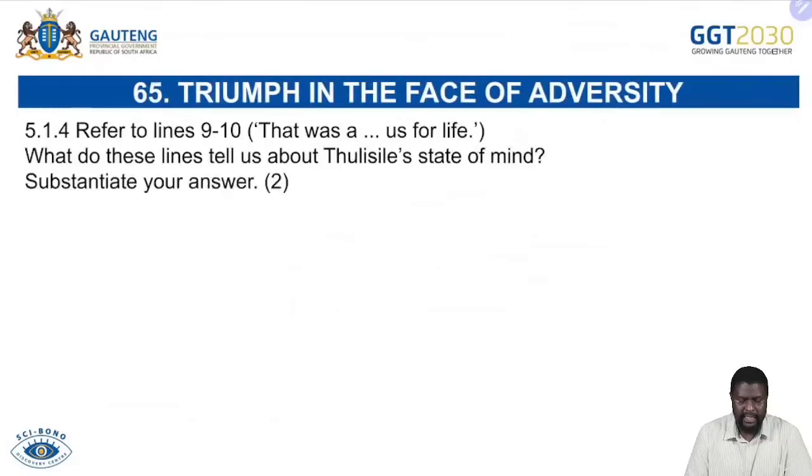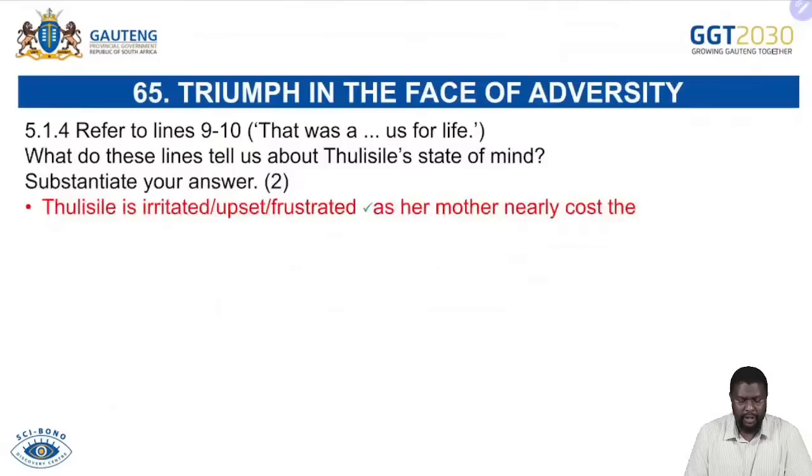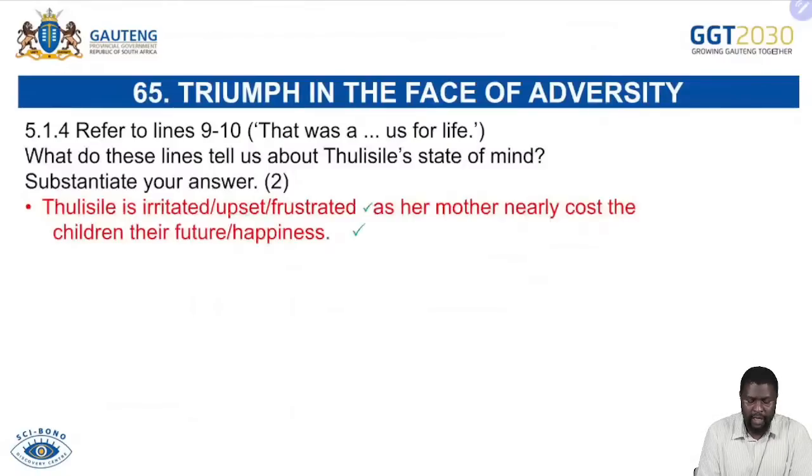What do these lines tell us about Tulisile's state of mind? She's irritated, she's upset, as her mother nearly cost the children their future. Remember, you give the emotion and you give the reason for it. Why does she feel upset? I mean, why is she irritated? Why is she frustrated? Refer to lines 15 to 17.